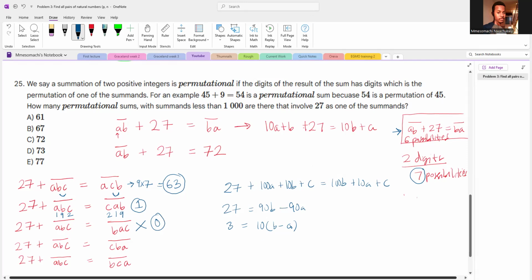Now let me erase this. Let's look at the next case. So this would be 100C plus 10B plus A. So I have 27 equals 100C minus C, that would be 99C. 10B minus 10B cancel out. Then A minus 100A, that would be minus 99A. So we can divide through by 9. So we have 3 equals, can factor out 11, 11 into C minus A. So 11 does not divide 3. So this is not possible. So 0 possibilities for that one.